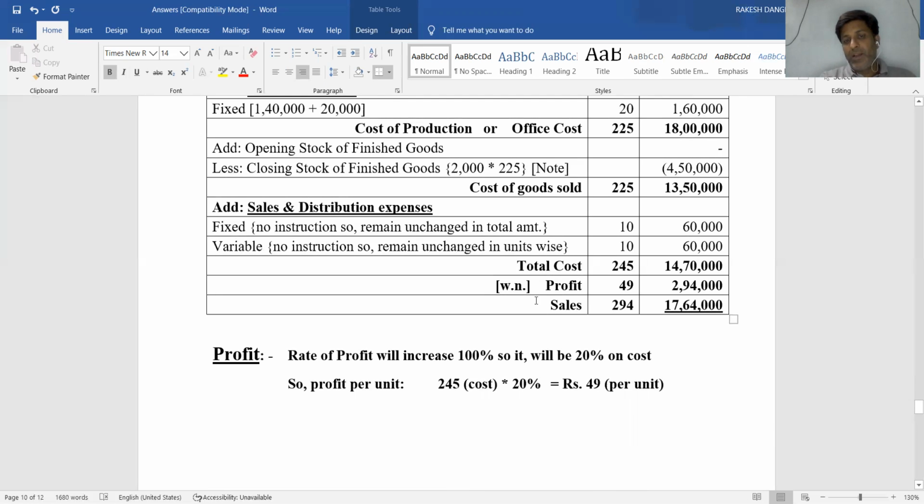Now profit should be added into total cost. Then we get sales of rupees 294 per unit. So total sales 17,64,000.